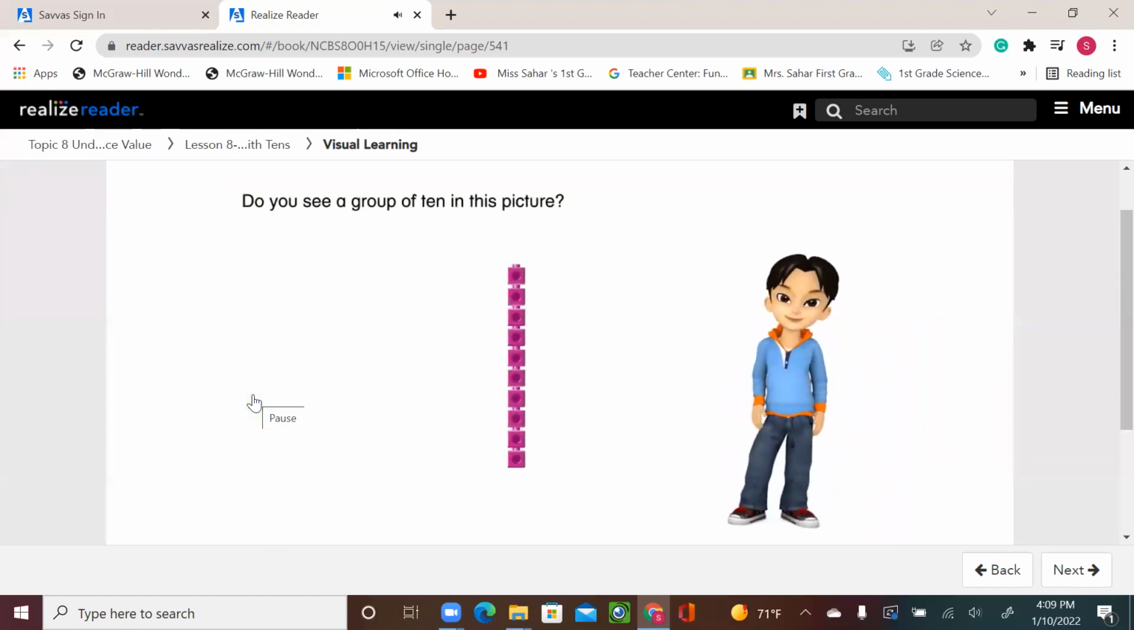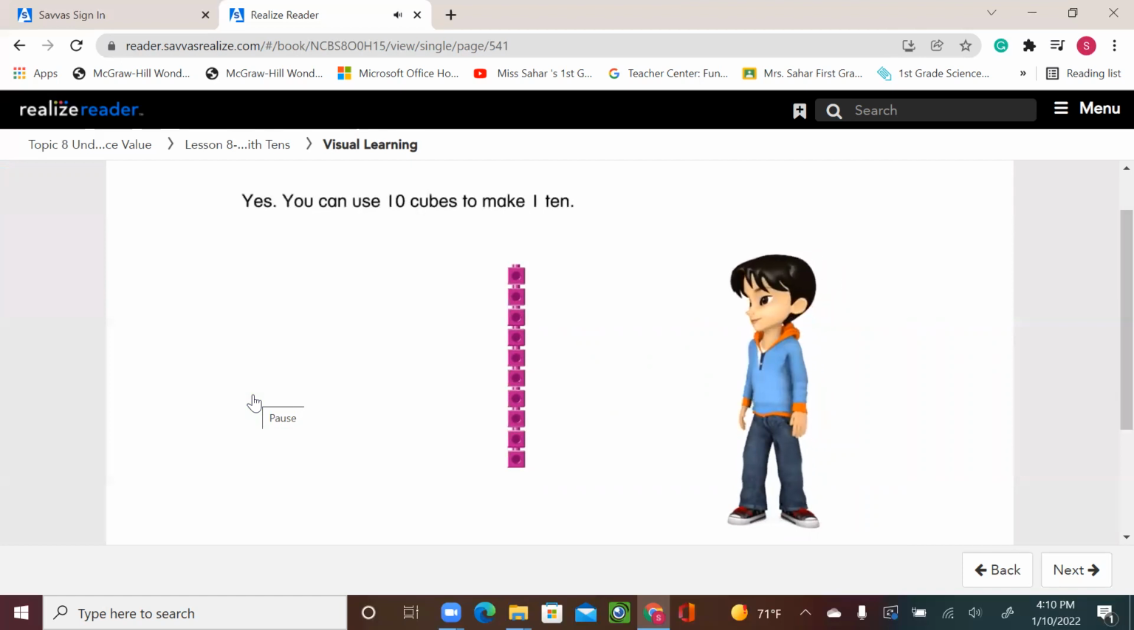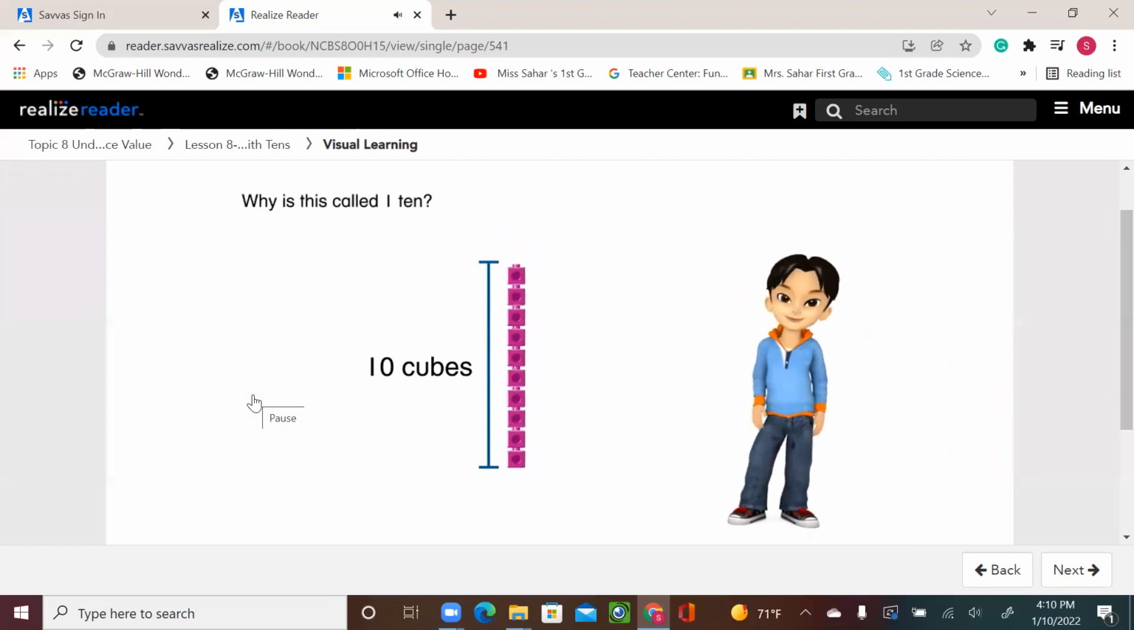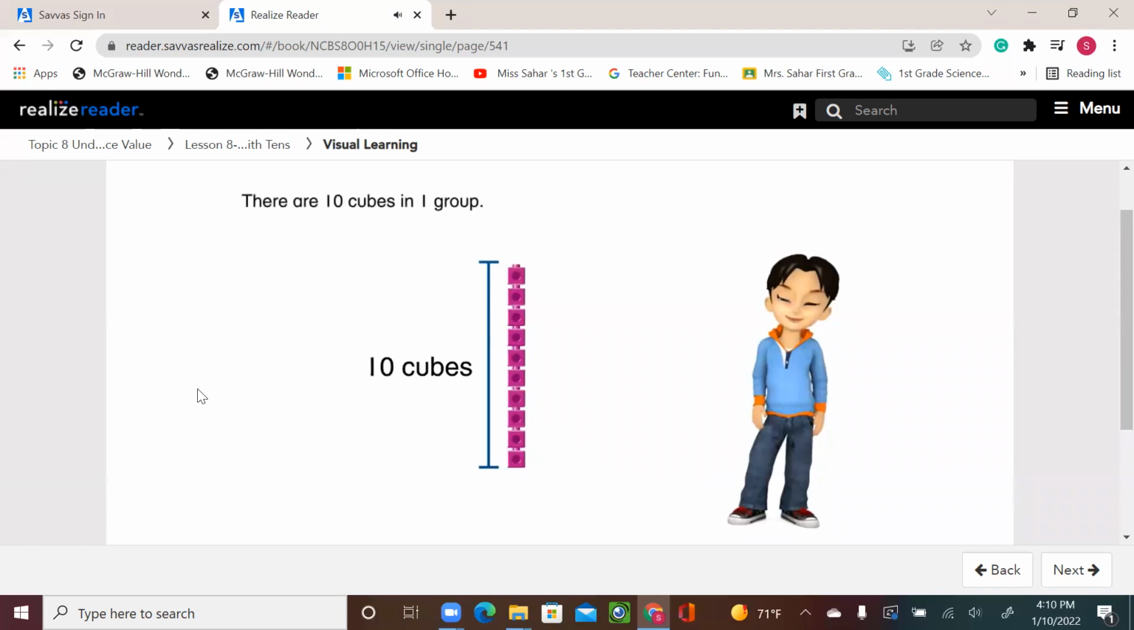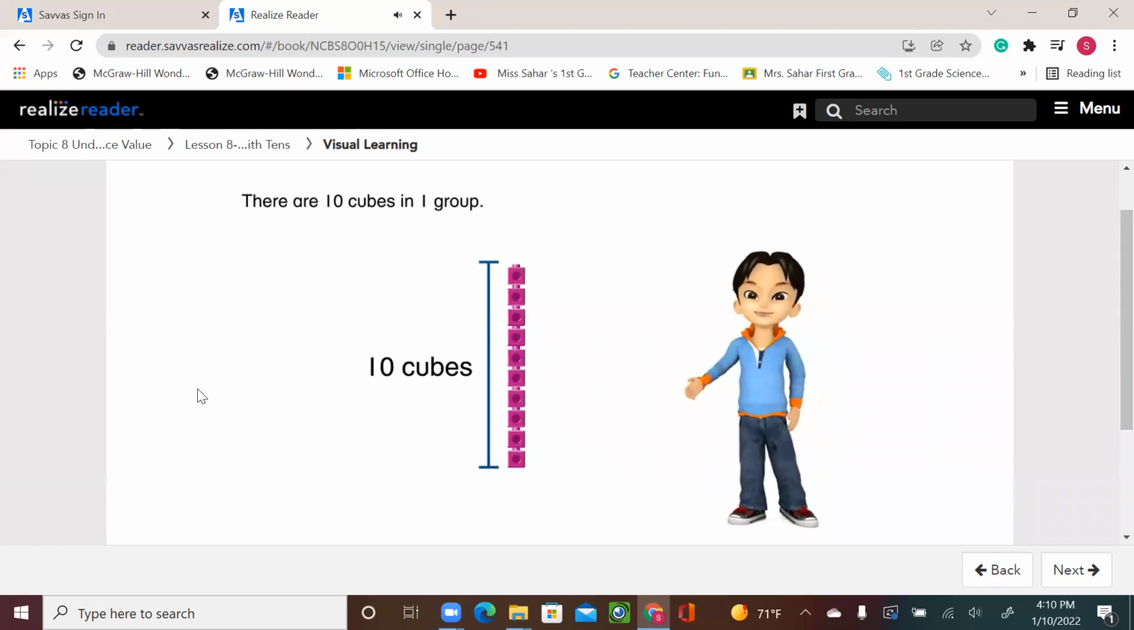Do you see a group of 10 in this picture? Yes, you can use 10 cubes to make one 10. Why is this called one 10? Because it has 10 ones. So when I add 10 ones together, 10 counters or 10 cubes, 1, 2, 3, 4, 5, 6, 7, 8, 9, 10, that means I made one 10, or one group of 10. There are 10 cubes in one group. 10 ones equals 1 ten.